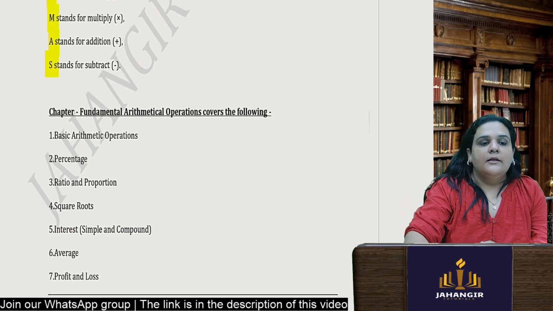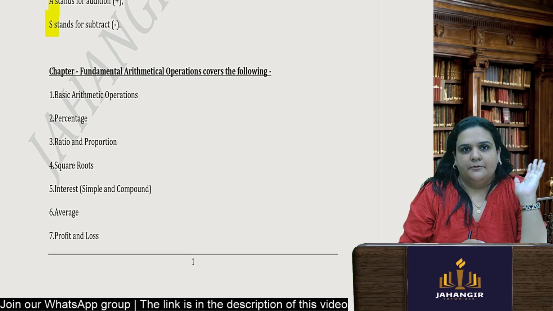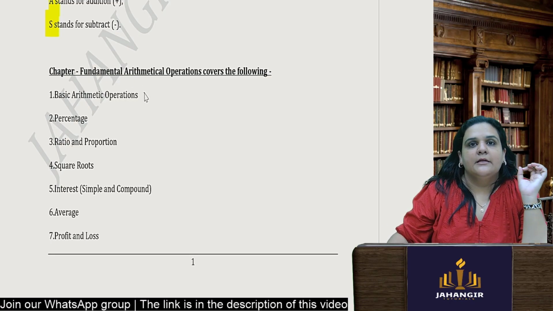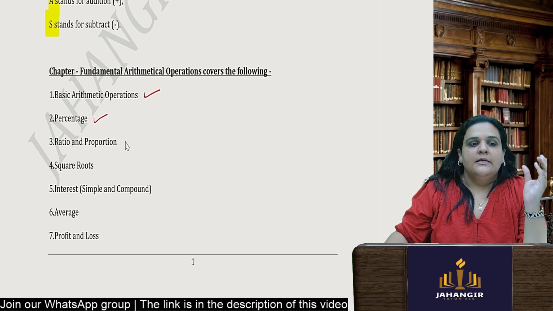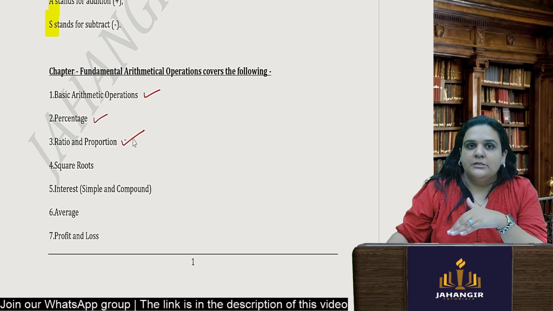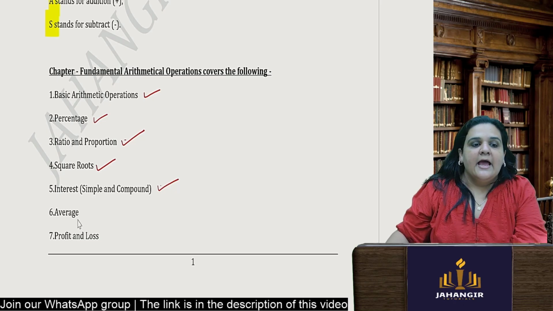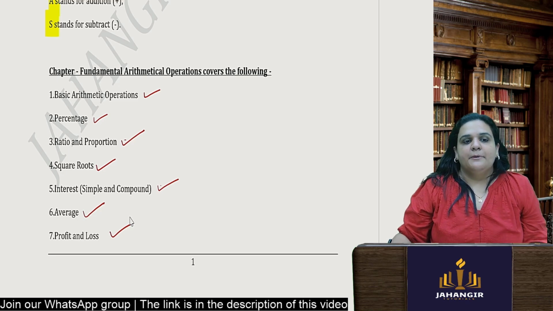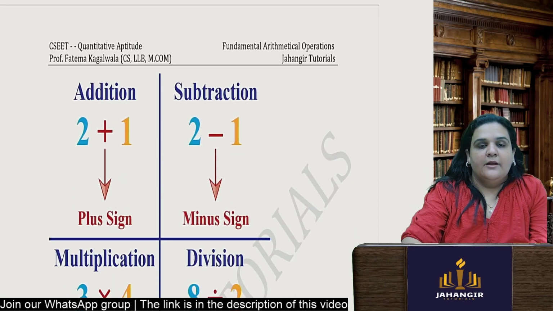Now, what are the sections? There are 7 topics covered in this chapter. The first is basic arithmetical operations, in which we do addition, subtraction, multiplication, division. Then we will move to percentage, then ratio and proportion, square roots, interest (simple interest and compound interest), average, and profit and loss. So there are 7 subtopics for this particular chapter. Now we are going to begin with the first one.